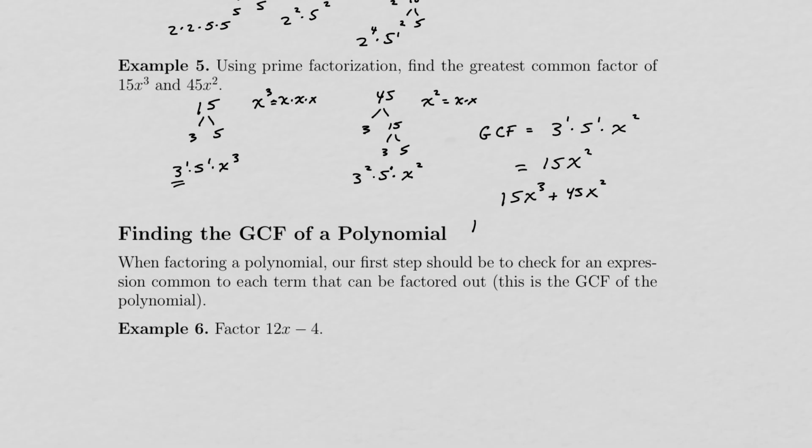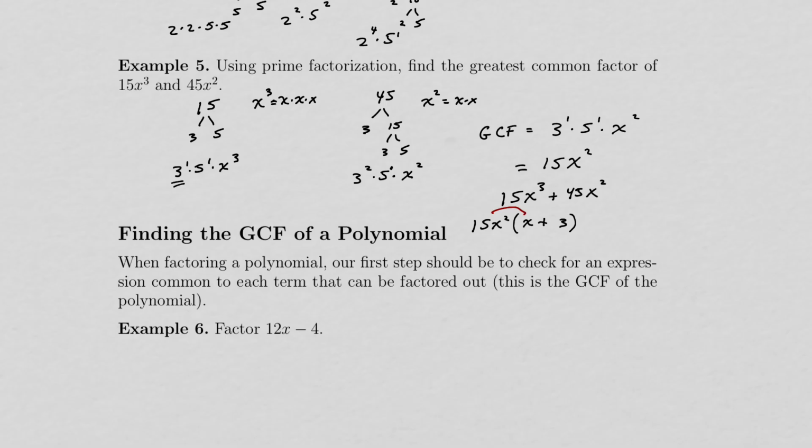So if I pull out a 15x squared, I'm left with x, because if I distribute this back in, 15x squared times x, I'm going to get my original 15x cubed. And then what's the second term? Plus, and I'm left with a 3.